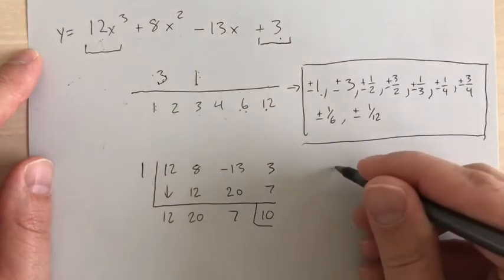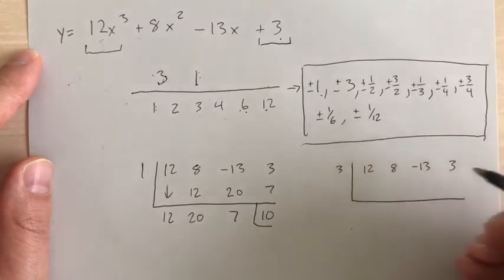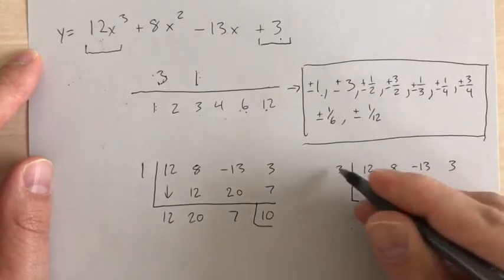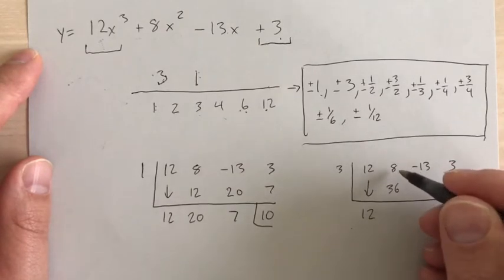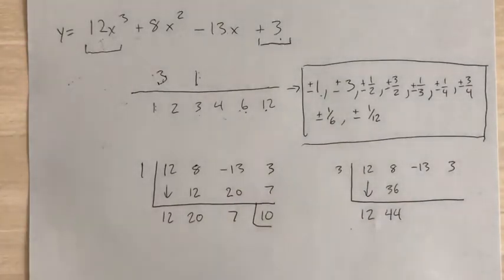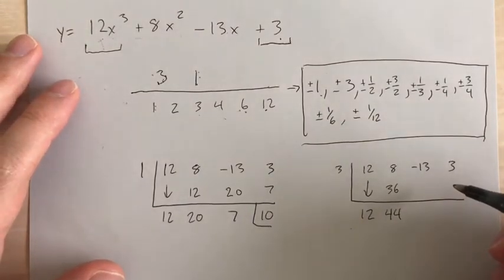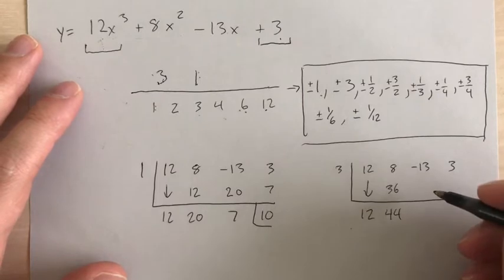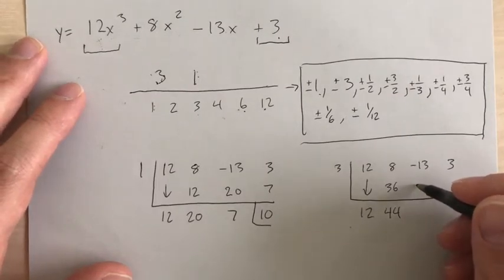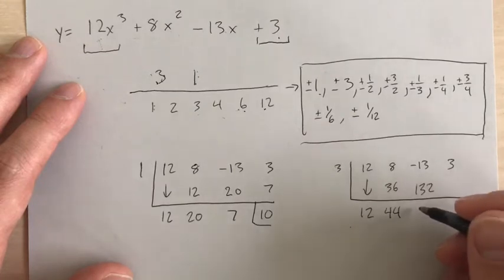Let's try 3 real quick. So 3, same idea. 12, 8, negative 13, 3. Drop down 12. We get 12. 3 times that is 36. That's going to add up, and that's going to give me 44. Oh man, we're getting into some bigger numbers here. 3 times 44, well, I know 3 times 40 is 120, plus another 12, that's 132. Negative 13 plus 132, that's going to give me 119.